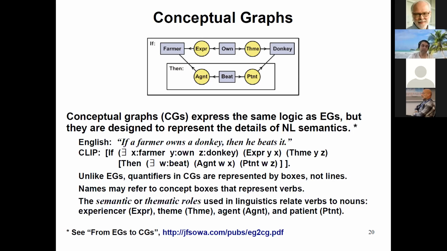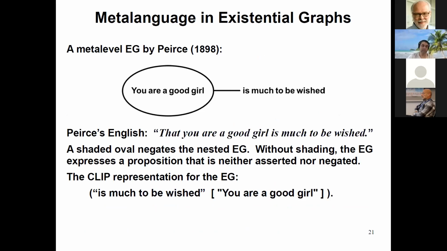And there are footnotes all the way through where you can find references if you want to go into more detail on any of these things. Peirce also talked about metalanguage, and here's an example of an existential graph. It says that 'you are a good girl' is much to be wished. Now, he used a shaded oval for negation, but if you just have a plain oval with a line attached to it, this means there exists a proposition that you are a good girl, and that proposition is much to be wished. And you can map that into CLIP notation: is much to be wished, bracket, you are a good girl. There's no negation in front of it, so it's just that you wish that proposition.